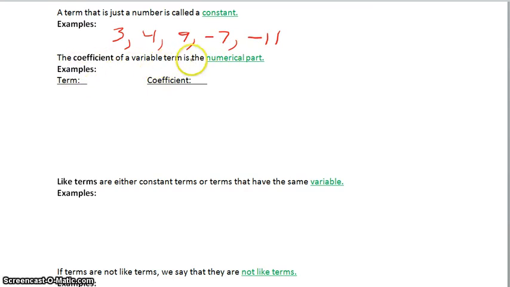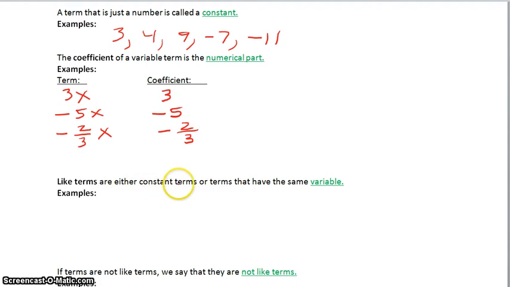The coefficient of a variable term is the numerical part, which is basically the number that's in front of the variable. For example, we can write 3x, we could write negative 5x, we could write negative 2/3 x. Now the coefficient of 3x is 3. The coefficient of negative 5x is negative 5. And the coefficient of negative 2/3 x is negative 2/3.